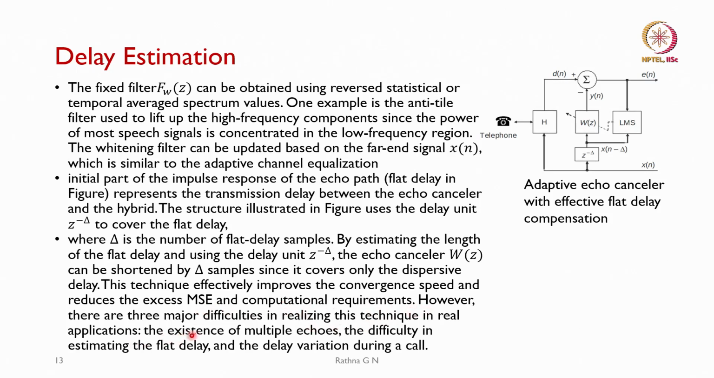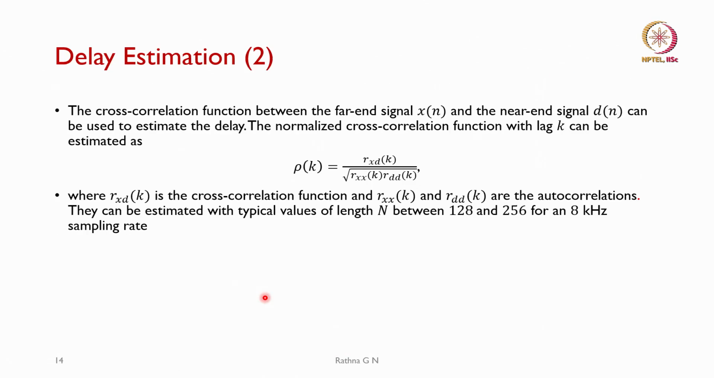However, there are three major difficulties in realizing this technique in real applications, that is the existence of multiple echoes, the difficulty in estimating the flat delay, and the delay variation. If it is a single delay, you can estimate it and then do the cancellation. Otherwise, for example when we consider reverberation, if we have multiple echoes, then with the flat delay and the delay variation during a call, it is a little bit difficult to cancel it. So, how are you going to estimate your delay?